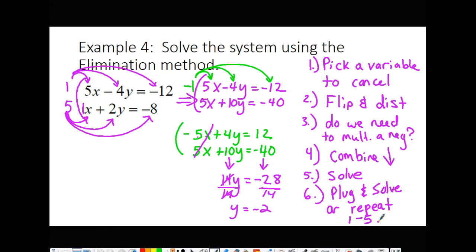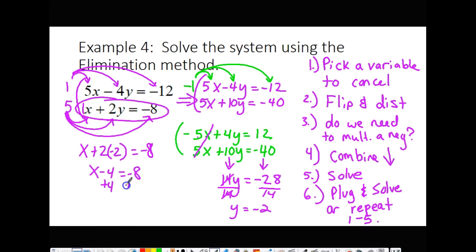I'm just going to go ahead and plug it in because it's pretty easy. I'm going to use the bottom equation just because it looks simpler. So we have x plus 2y equals -8. And what did we say y was? -2. So we've got x minus 4 equals -8. Add the 4 on both sides. And you've got -4. So there's your two outcomes there. Okay, so that's the elimination method.